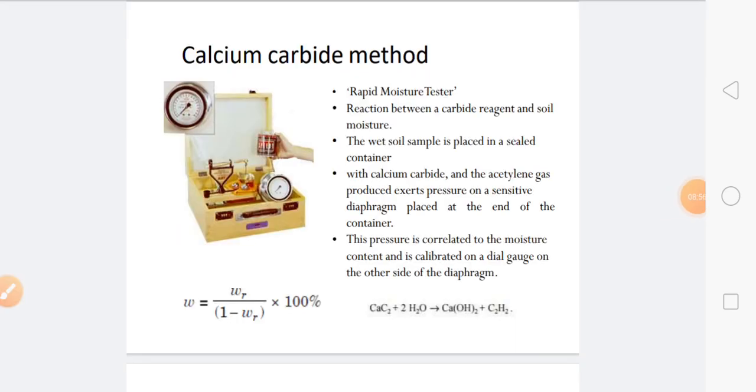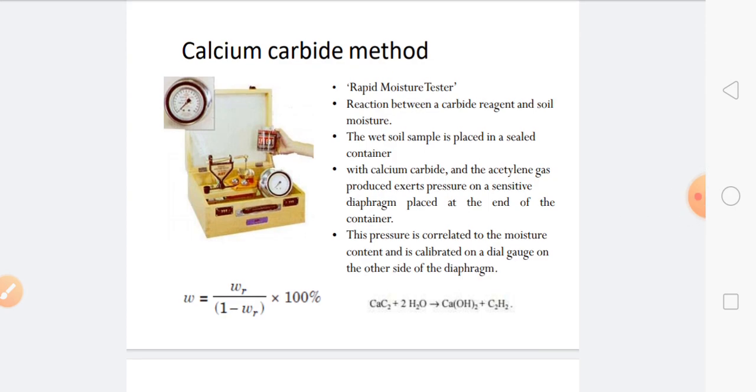The next method is the calcium carbide method. In this method, 6 gram of wet soil sample is placed in an airtight container and is mixed with a sufficient quantity of fresh calcium carbide powder. The mixture is shaken vigorously. The acetylene gas produced by the reaction of the moisture of the soil and the calcium carbide exerts a pressure on the sensitive diaphragm placed at the end of the container. The dial gauge located at the diaphragm reads the water content directly.